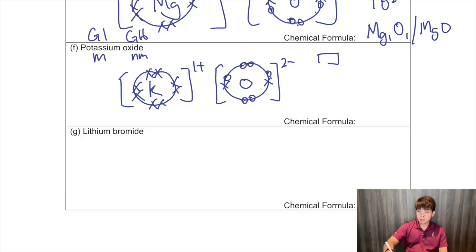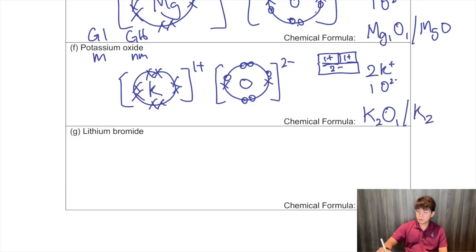Okay, so now I have a 1 plus and I have a 2 minus. That means I need another 1 plus. So I have 2 K plus and 1 O 2 minus. So that is K2, the 2 goes here, and for the O, there's a 1. So K2O1, 2K and 1O, or K2O.